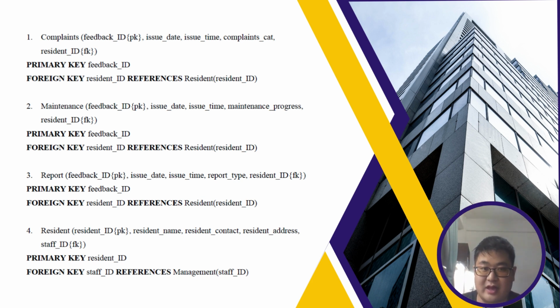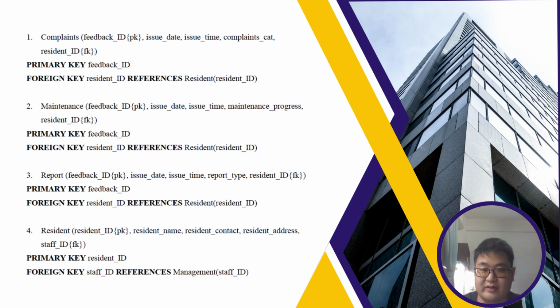These three tables are actually subclasses of the superclass, which is the feedback table. Because it is mandatory, the superclass does not exist in our relational model, and the three subclasses inherit the attributes and the primary key from the superclass, and also the foreign key.